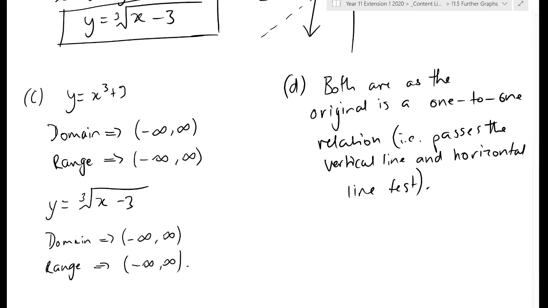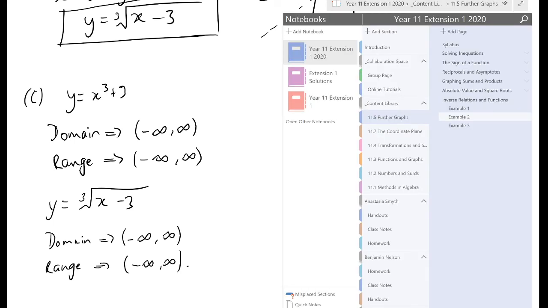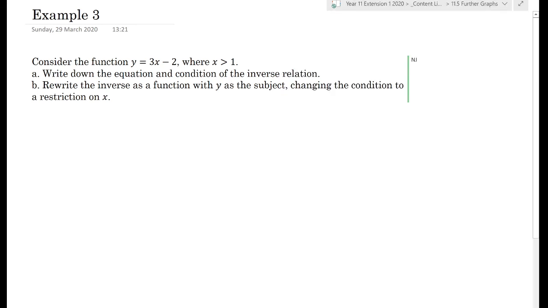So one more example for us to do. Okay, so one more example. Example 3. Okay, consider the function y is equal to 3x minus 2, where x is greater than 1. Write down the equation and condition for the inverse relation.